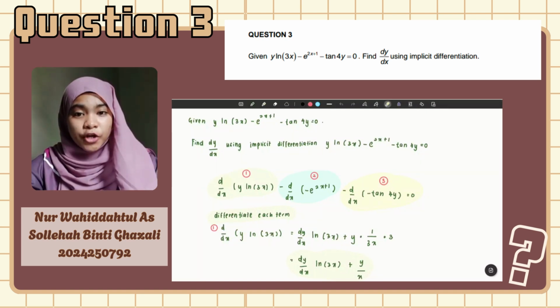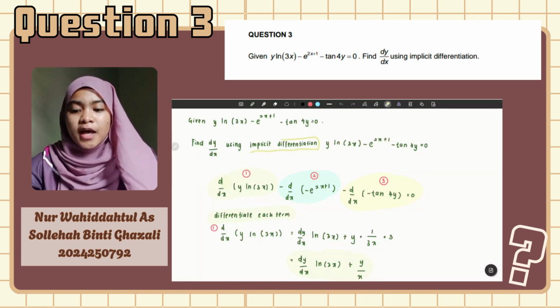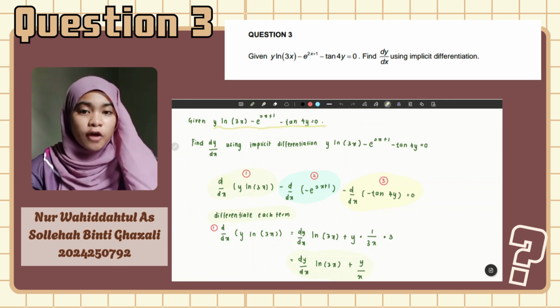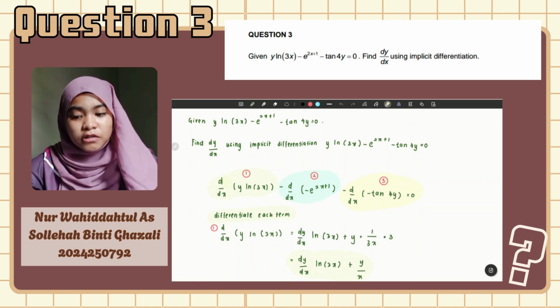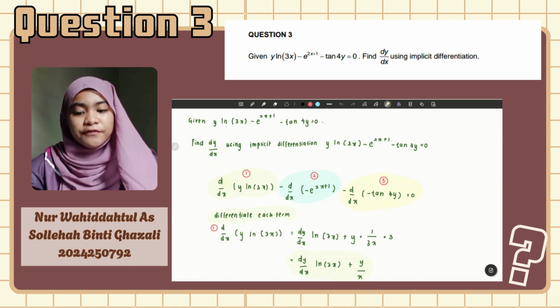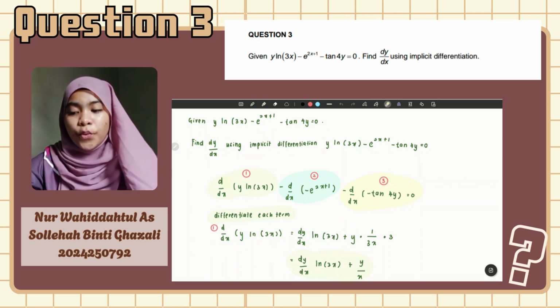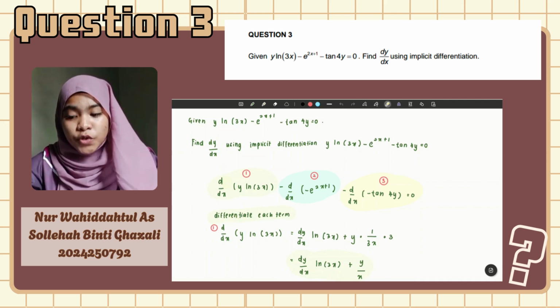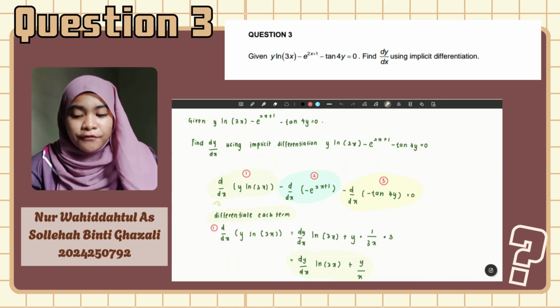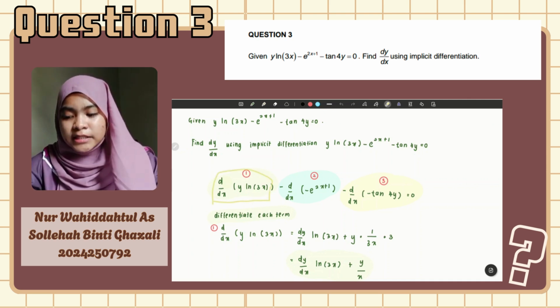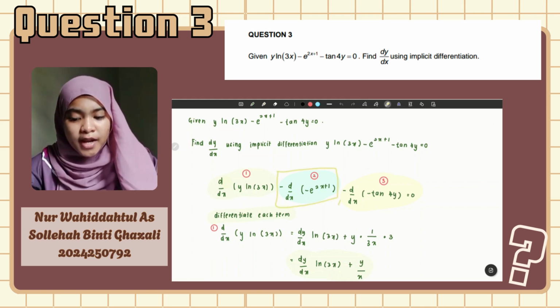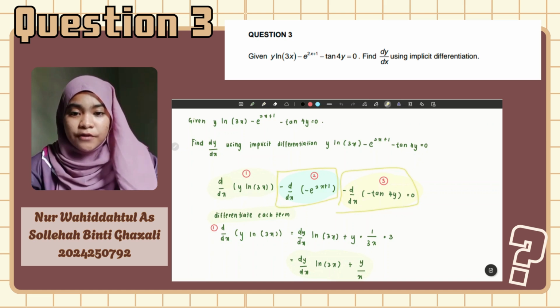Assalamualaikum everyone. I'm going to explain the solution for question 3, which is using implicit differentiation. So the question is, given y ln 3x minus e power of 2x plus 1 minus tan 4y equal to 0, find dy/dx using implicit differentiation. First, we differentiate the equation with respect to x. So the equation becomes d/dx (y ln 3x) minus d/dx (e power of 2x plus 1) minus d/dx (tan 4y) equal to 0.